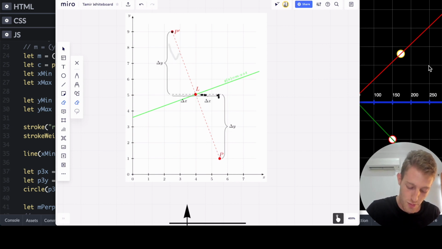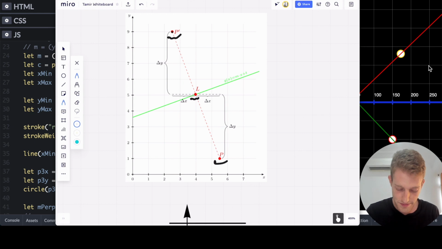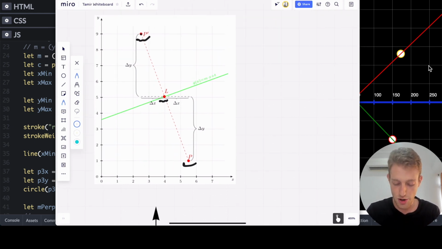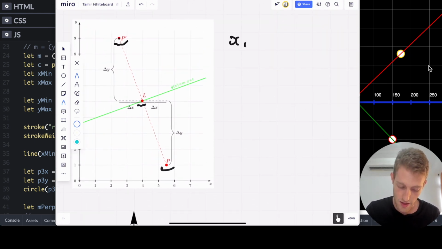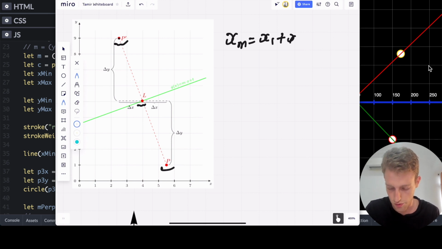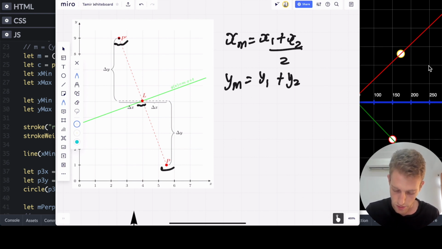The other method is through midpoints. You know that this point over here is the midpoint between these 2 points. It's right in the middle of the two. And we know that the midpoint formula looks like this. We can say that xm, let's write this a little bit nicer, xm, which is our x midpoint, is equal to x1 plus x2 over 2. And our ym is equal to y1 plus y2 over 2.